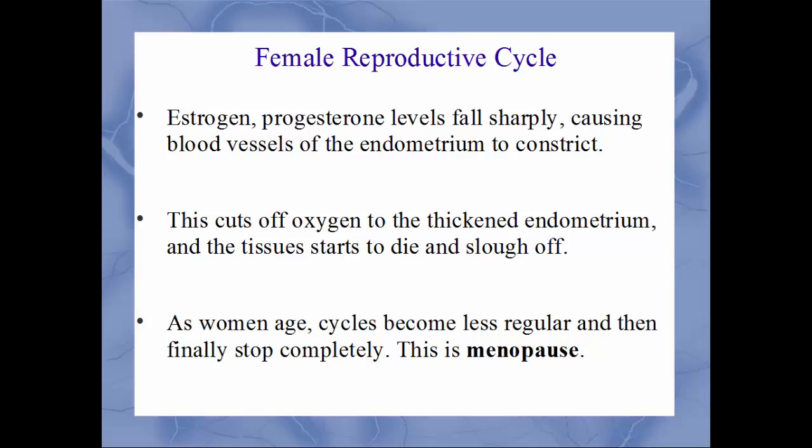And as a woman gets older, the cycle will become less and less regular, and will finally get to a point where it just stops completely. And when it stops completely, that's menopause. And of course, that will depend greatly on an individual woman, on when it stops.